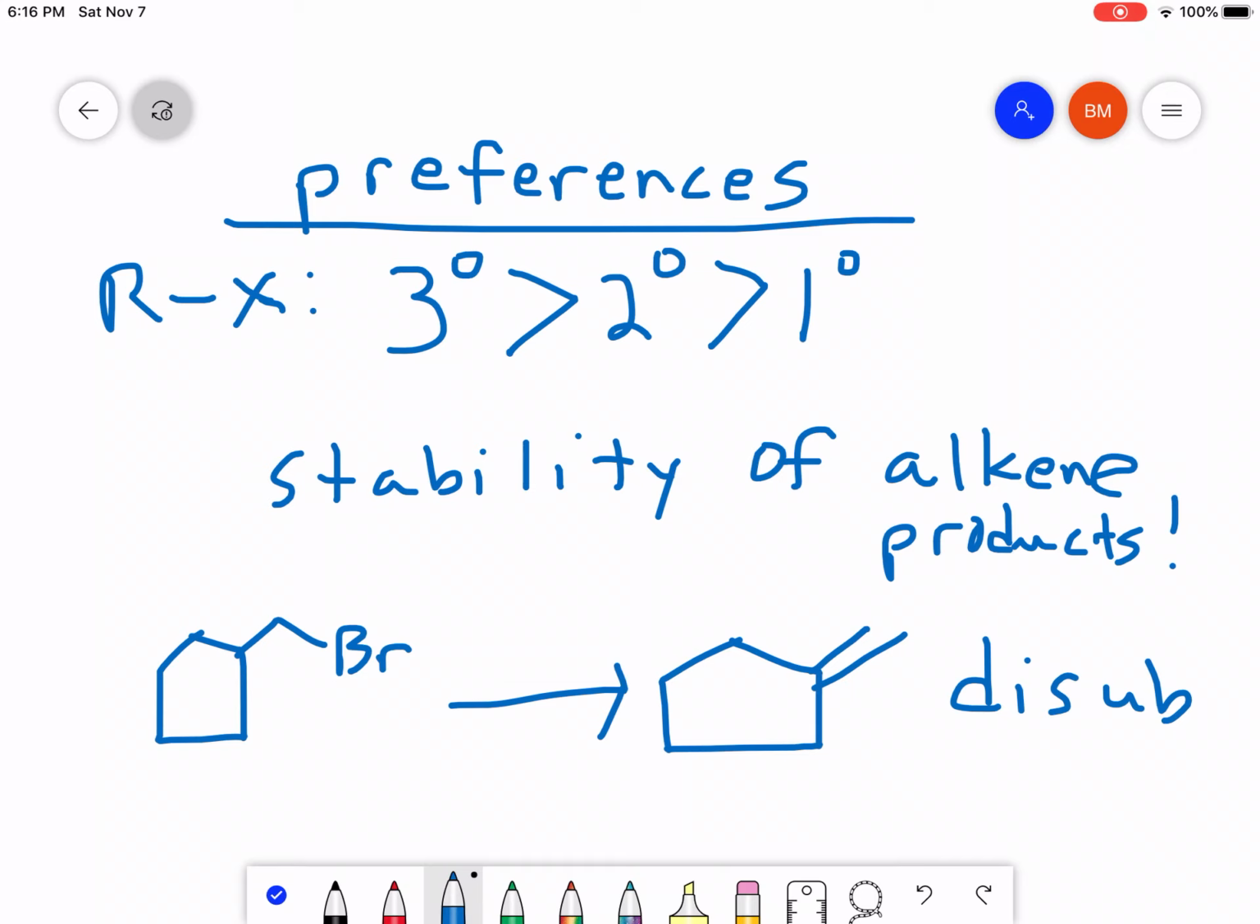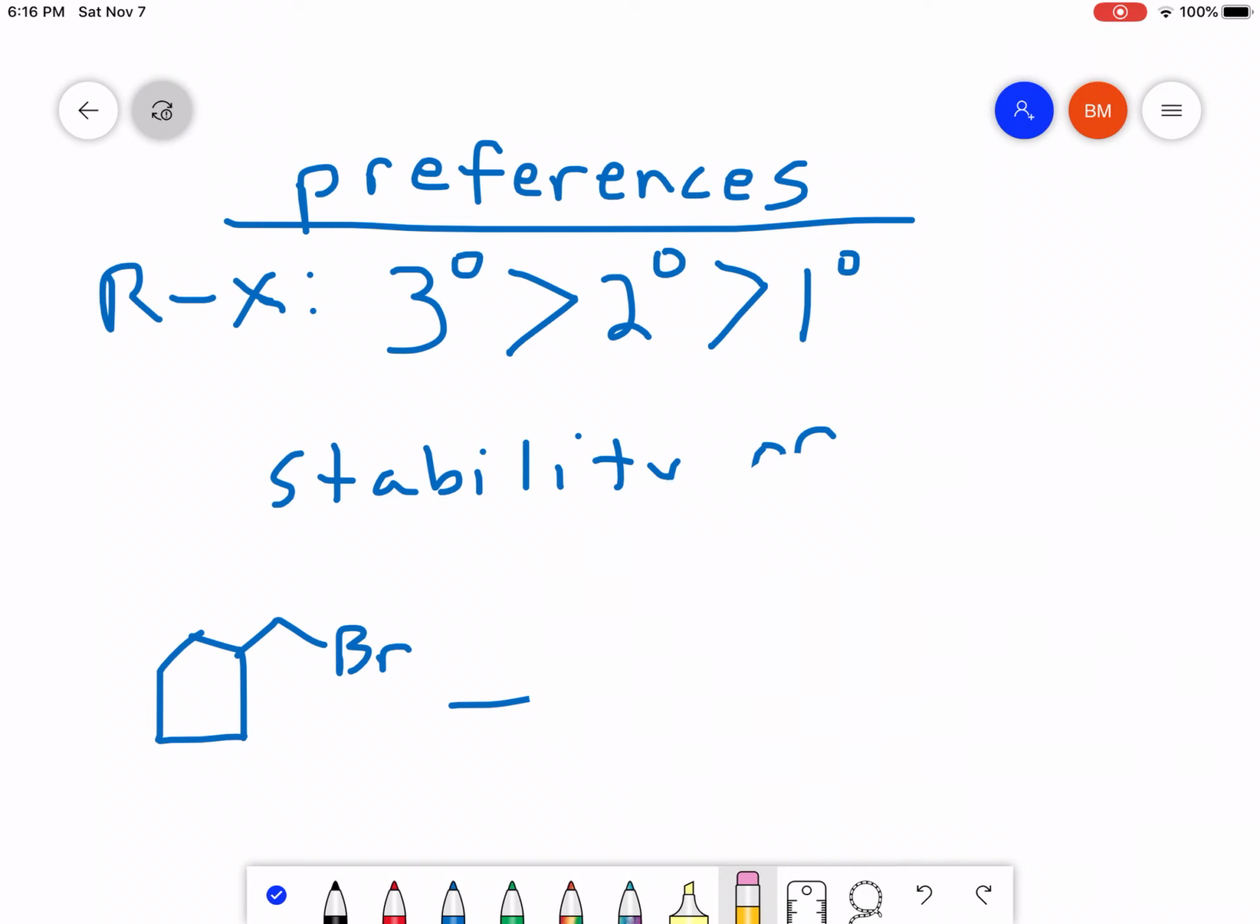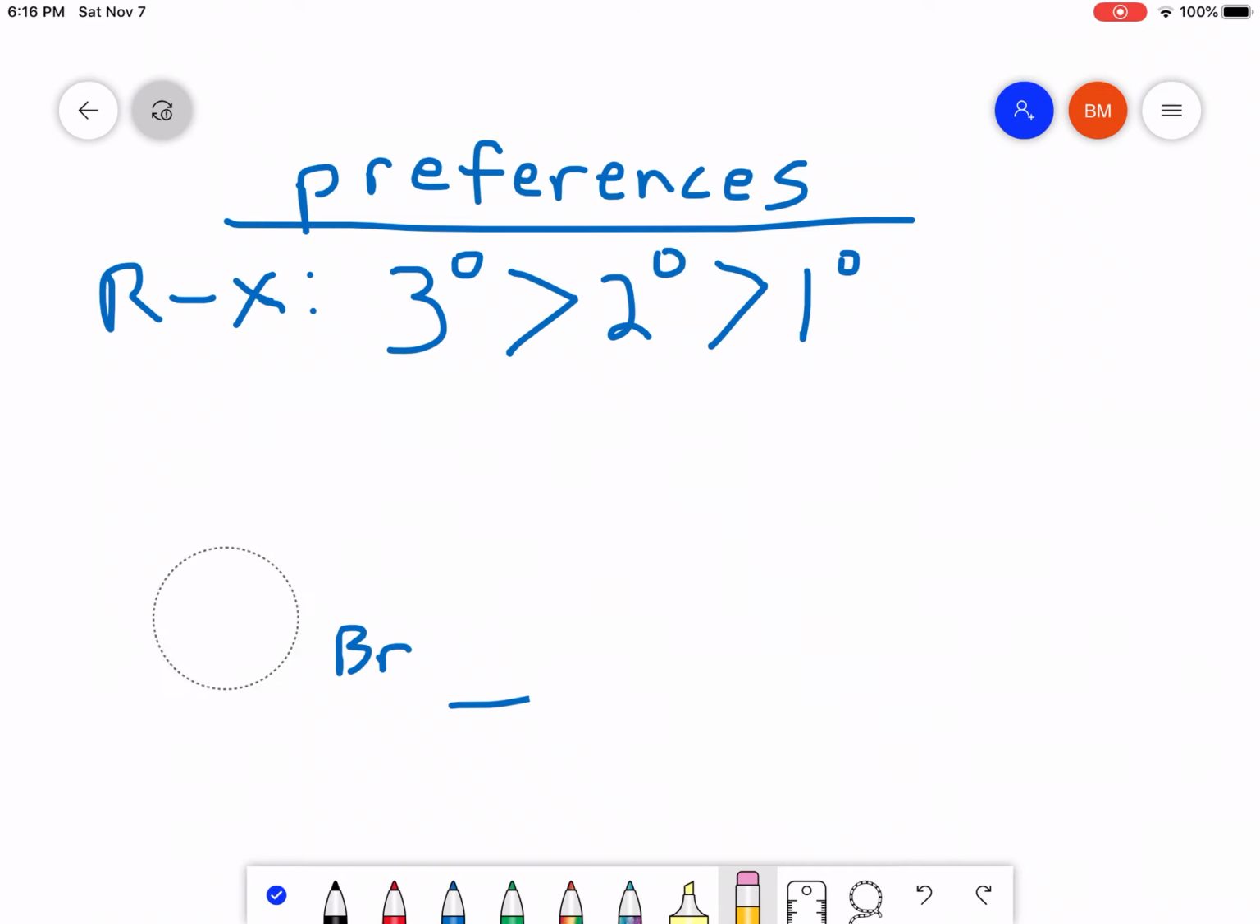Tertiary alkyl halides tend to make the most substituted alkene products. Primary alkyl halides tend to make the least substituted, right? That's why you see this particular order of reactivity, okay? Production of more stable substituted alkene products. And that's going to be important to note. All right. So that's one thing we look at, and that's the most important.